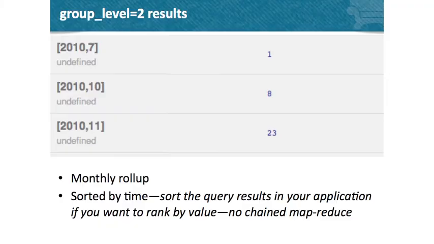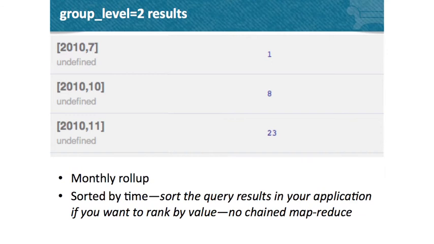So here are those group level 2 results again. It's that monthly rollup. One thing to note is this is sorted by time. This isn't going to tell you your top 3 most popular months. It's going to tell you all the months and how popular they were.